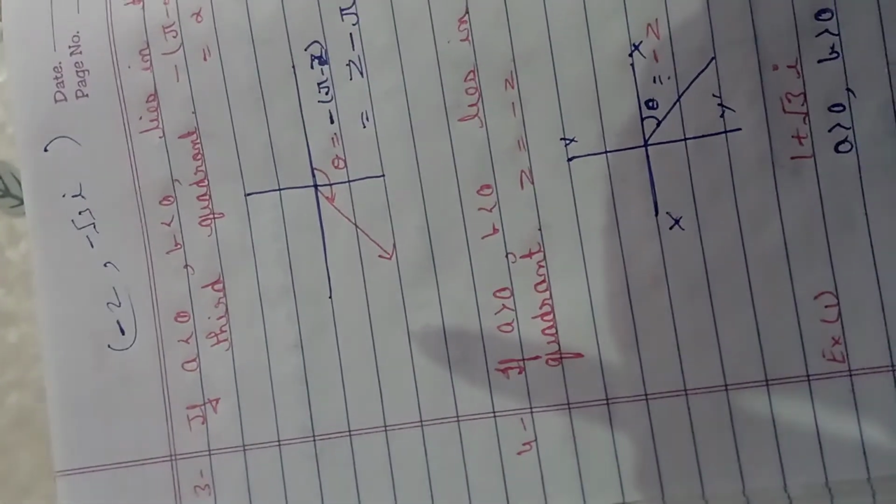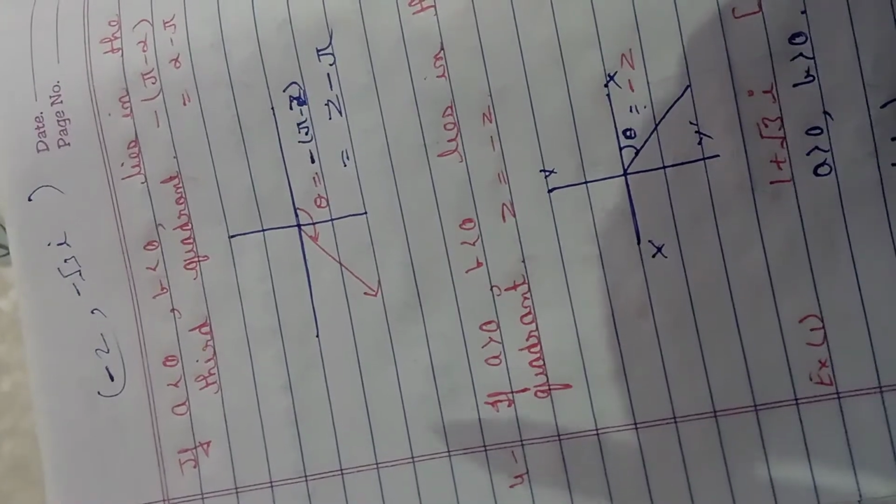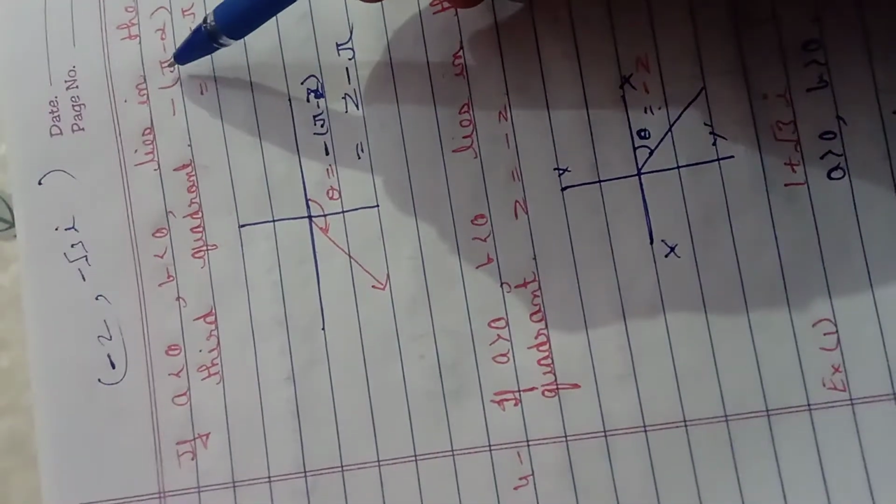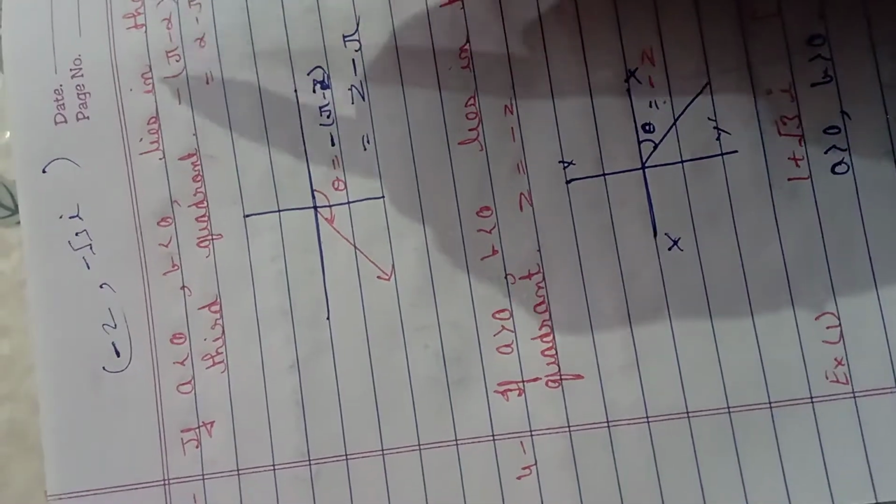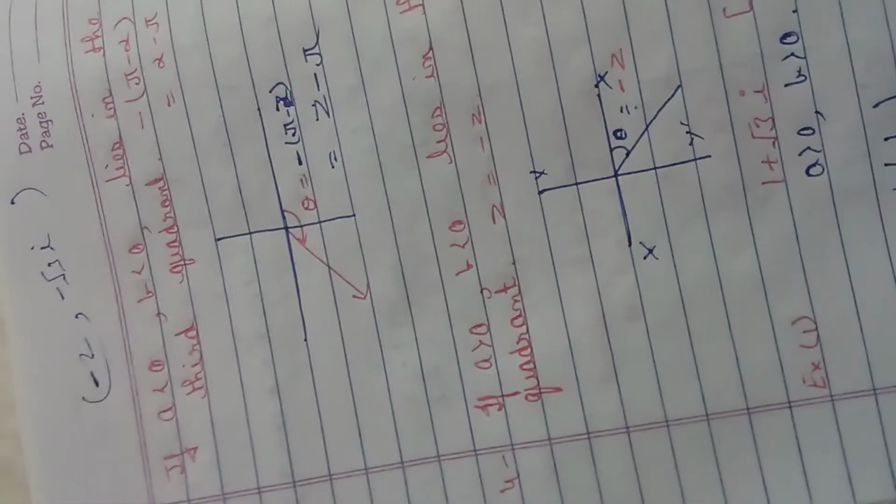In this third condition, a is less than 0 and b is less than 0, this condition will be -2 comma minus root 3 iota. A is less than 0 and b is less than 0. In the third quadrant, this is minus pi minus theta. So by multiplying minus inside, this is alpha minus pi.